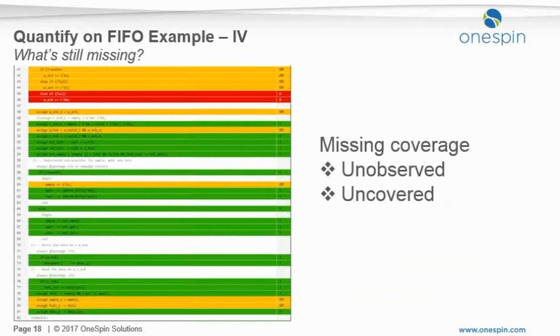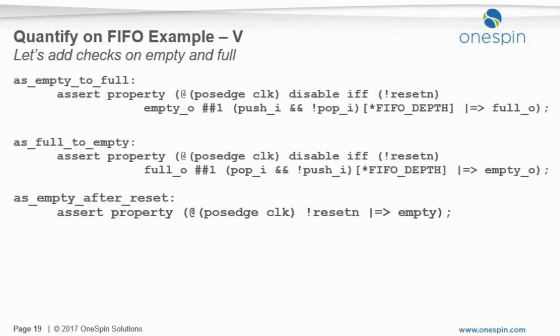So notice that in my ordering check, I haven't got anything about empty and full. So it's quite obvious to think I could go and add more checks. One way of doing this is just to add checks like these. Those of you who are familiar with assertions could say, if I'm empty and I do a sequence of multiple pushes and no pops, as many times as the depth, then I go full. And I can write the dual for empty. And I need one more check to say what happens to the empty signal coming out of reset.